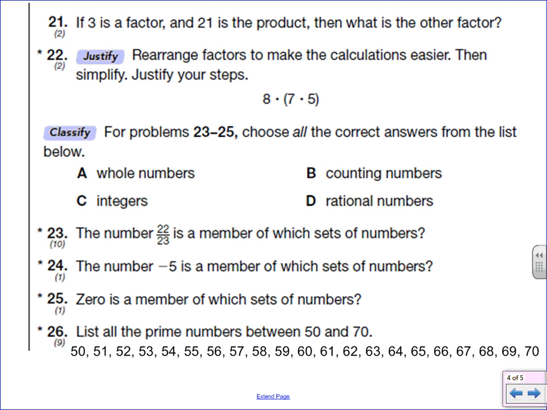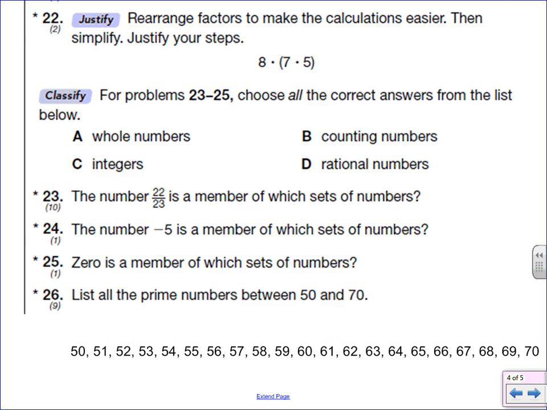Rearrange factors to make the calculations easier, and simplify. Justify your steps. So the first thing I see when I look at this is if I multiply 8 by 5, I'm going to get something that ends in a 0. And it's always easier to multiply by something that ends in a 0. So I would like the 8 and the 5 to be next to each other. So the first thing I'm going to do is switch the spots of the 5 and the 7. And that's the commutative property that allows me to do that. And that says that the order does not matter.